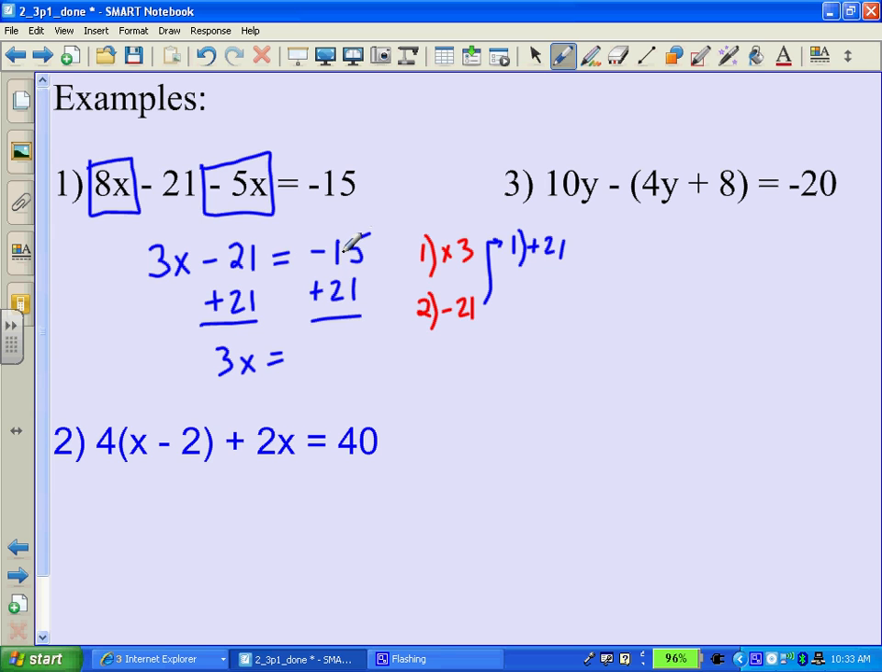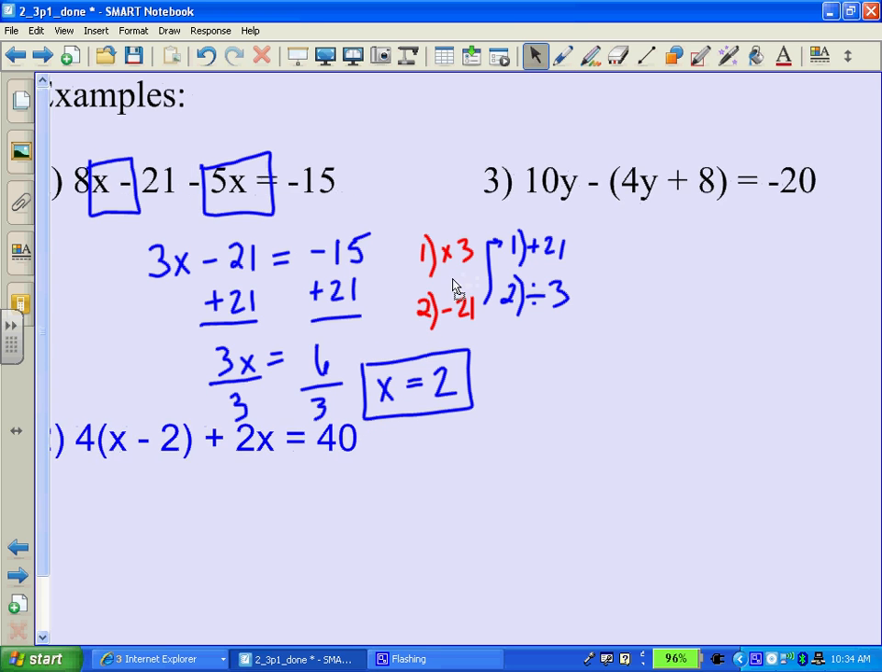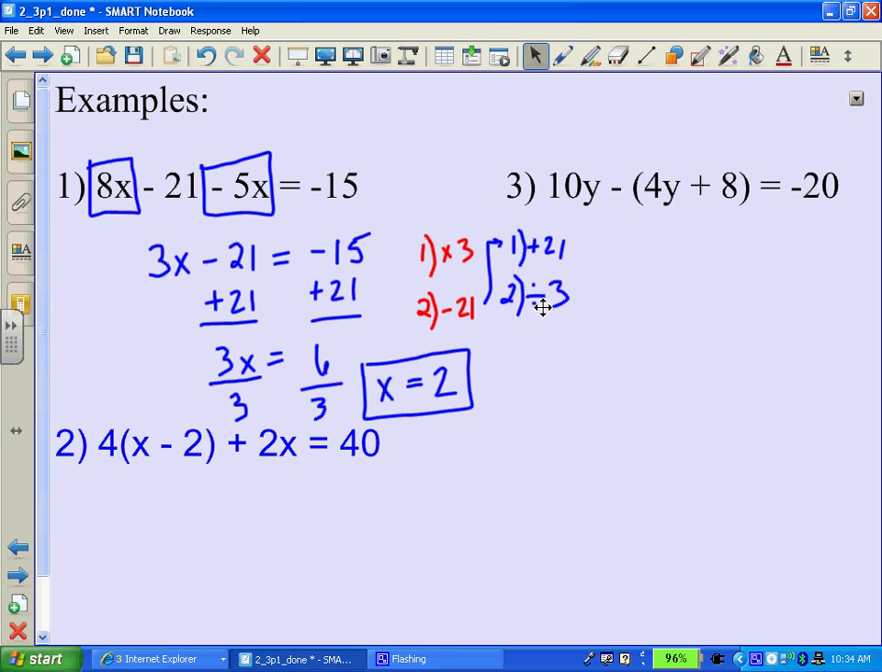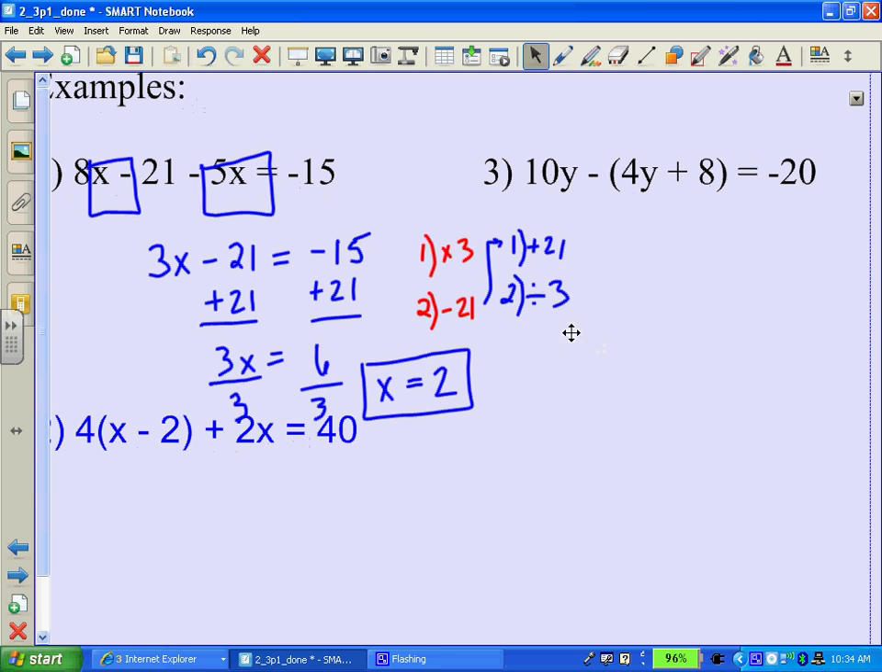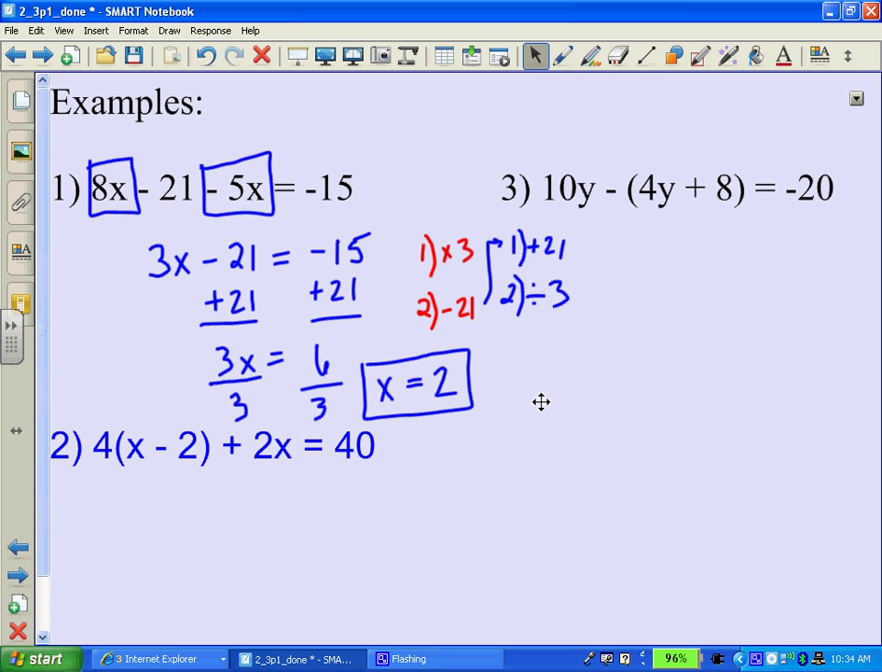So I have 3x equals negative 15 plus 21. Well, again, different sign, so I got to subtract. I get 6. 21's bigger, so it's positive. And then I'm going to divide by 3 to undo the multiplication. So I do that, and 6 divided by 3 is 2. So I've solved that to be x equals 2. Okay? And again, this is how I would show my work. Okay? Just like this.